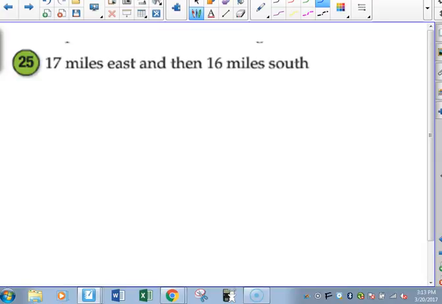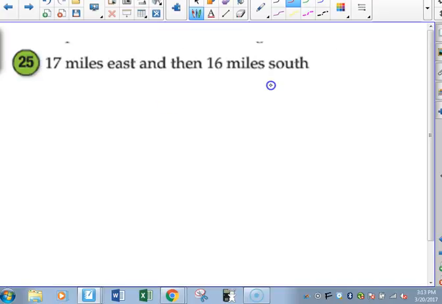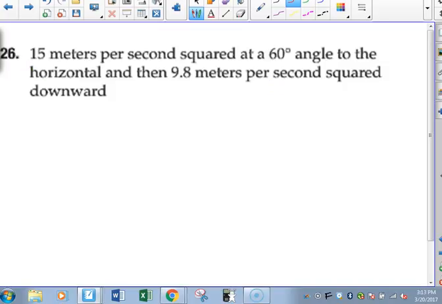Basically, you have your components already, right? 17 straight east, 16 south. Just do Pythagorean theorem and inverse tangent. You'll be fine. And that one you can give me a direction off whatever. You know, how many south of east, east of south, whatever you want. I don't care.